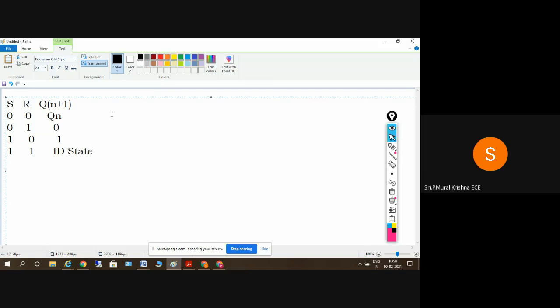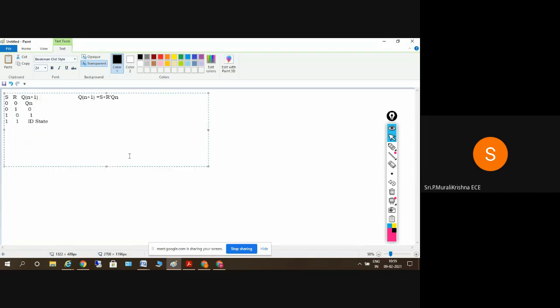And the equation of this SR flip-flop: Q of n plus 1 is equal to S plus R bar Q n. Sometimes you may use Q n or Q n bar, but this is the case here. Next one is the JK flip-flop.